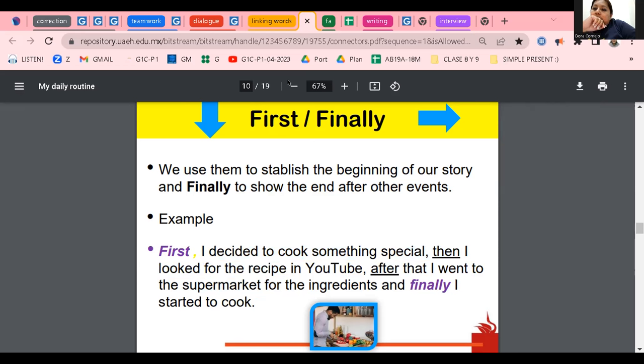Then I look for the recipe in YouTube. After that, I went to the supermarket for the ingredients. Finally, I started to cook. So if you can notice, can you tell me what are the connectors that they have used in this paragraph? ¿Cuáles son los conectores que han utilizado ahí, chicos?